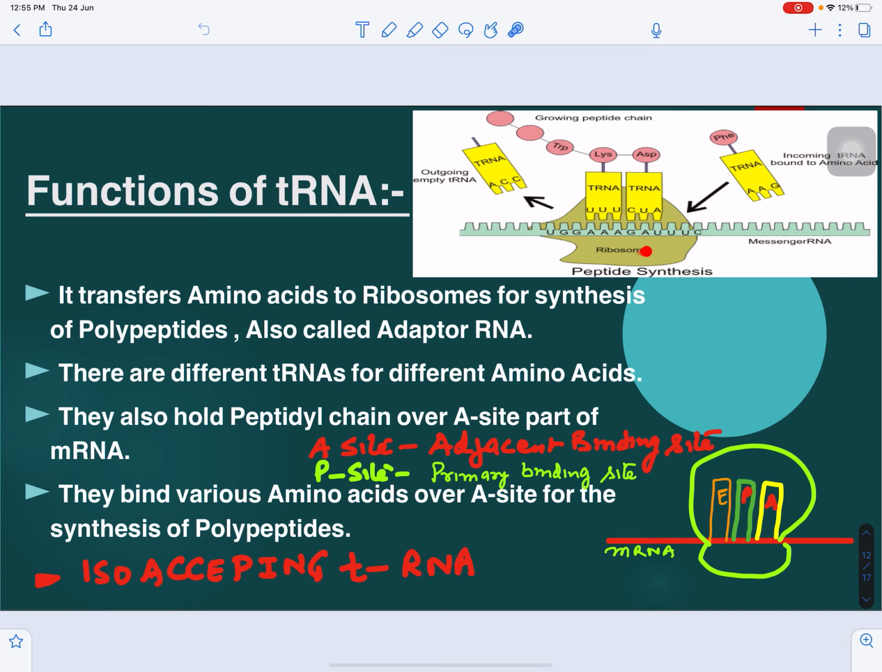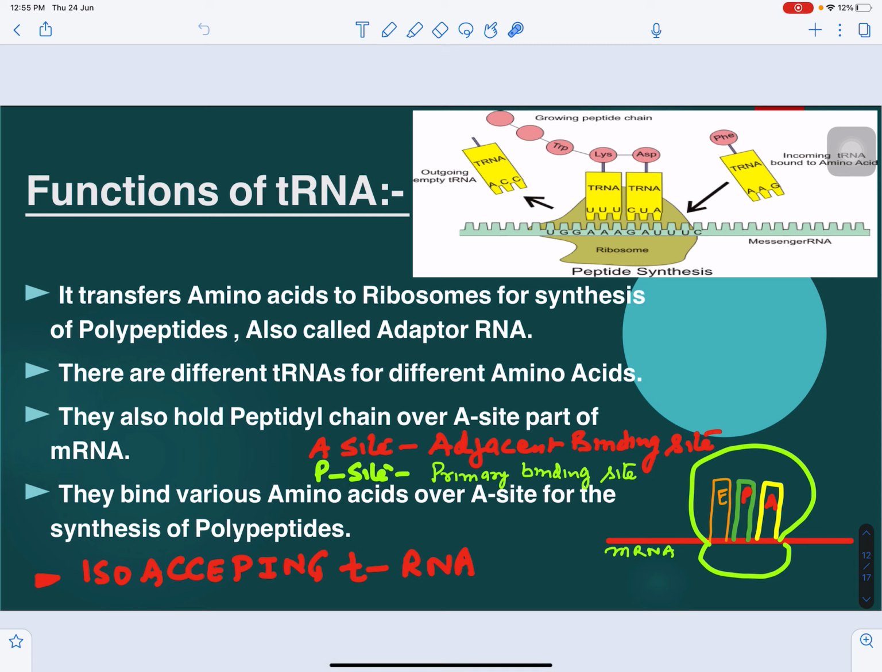This is the smaller subunit of the ribosome. This is the bigger subunit of the ribosome. This is the messenger RNA. This is the transfer RNA. This is the codon part. This is the anticodon part. And this is the formation of the polypeptide chain. This is the outgoing empty transfer RNA. And this is the incoming transfer RNA bringing the amino acid.